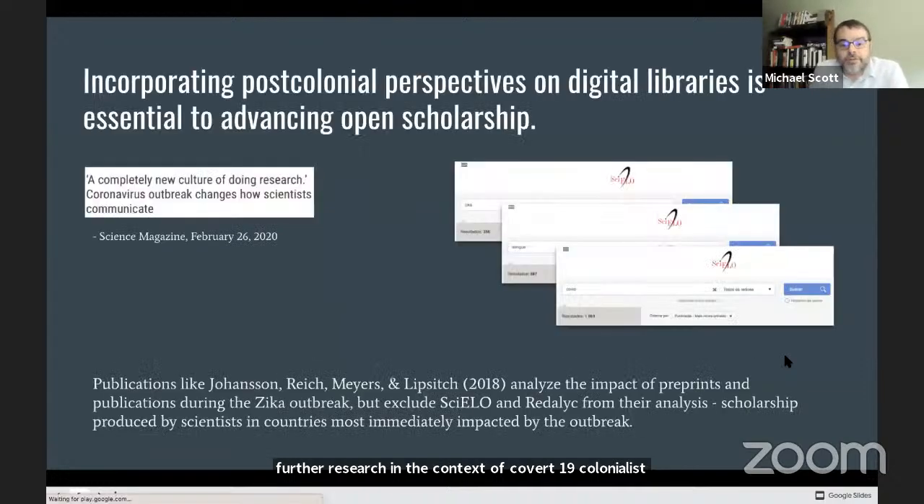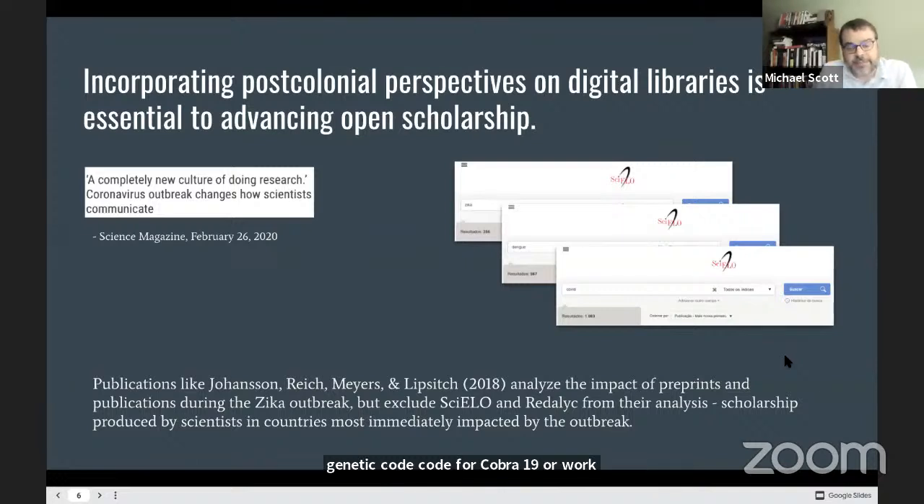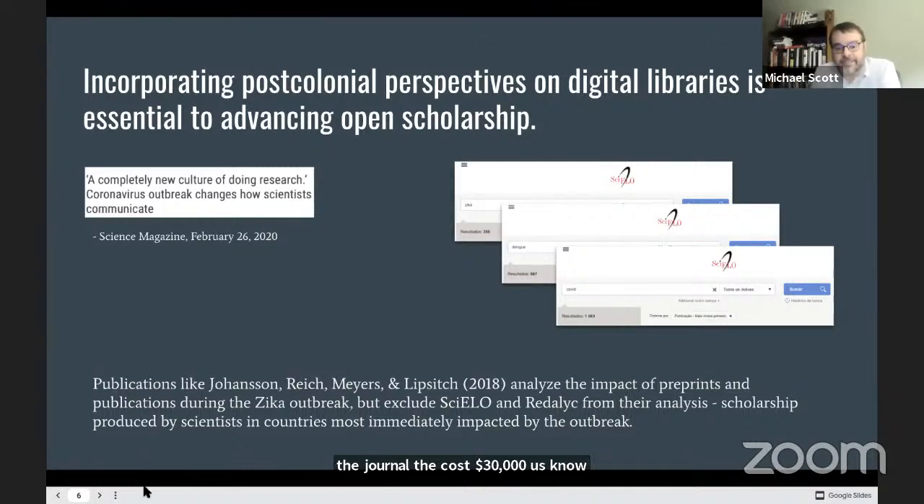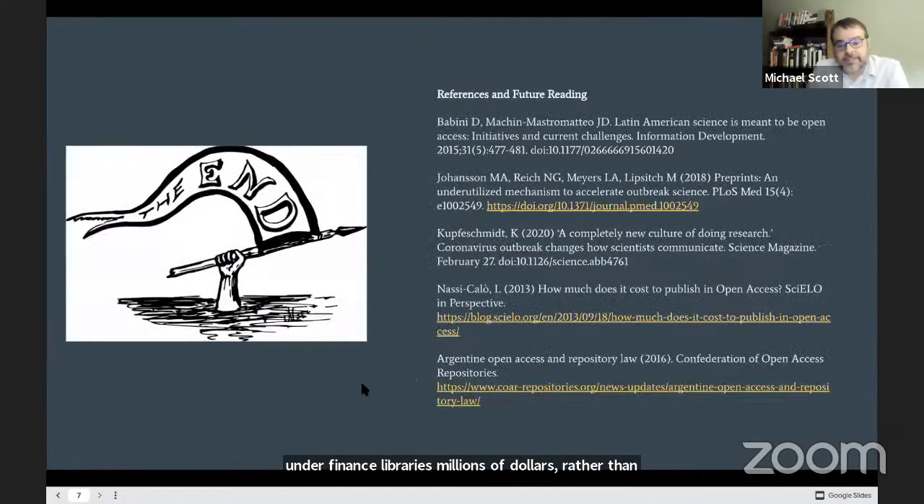What makes a journal prestigious? What if the genetic code for COVID-19 were published in a journal that costs $30,000 US rather than via an OA platform? Why are libraries choosing complex, quote unquote, OA arrangements that still cost underfinanced libraries millions of dollars, rather than considering a model that already exists? We welcome your thoughts on this topic.